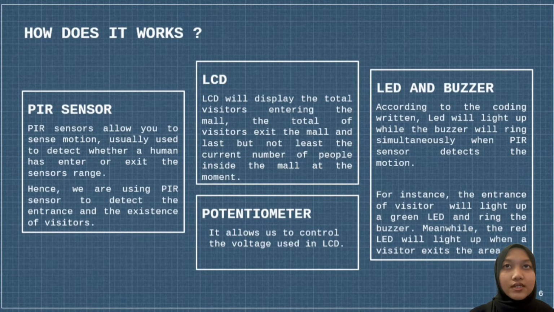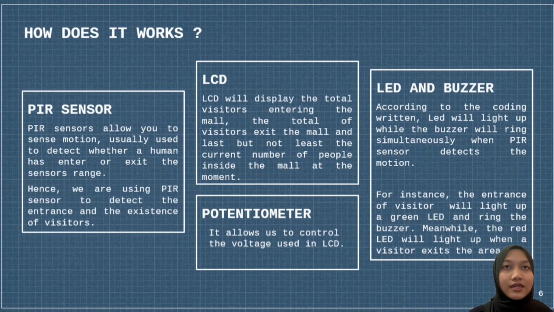So how does it work? Firstly, PIR sensors allow you to sense motion, usually used to detect whether a human has entered or exited the sensor range. Hence, we are using PIR sensors to detect the entrance and exit of visitors. Then, the LCD will display the total visitors entering the mall, the total of visitors exiting the mall, and last but not least, the current number of people inside the mall at the moment.